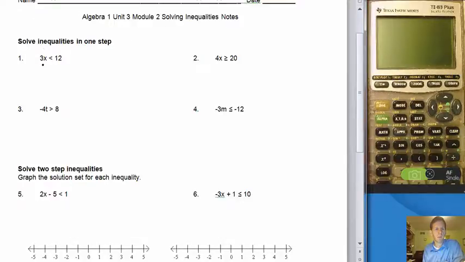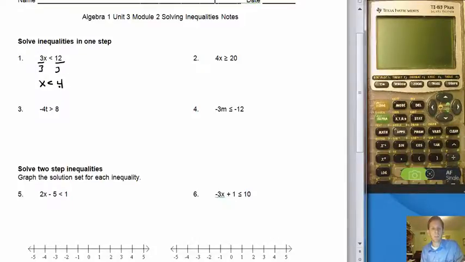To solve this problem, the first thing we're going to do is similar to solving an equation, we want to get x by itself. So we're going to divide both sides of this inequality by 3. Here the 3's will cancel. We have an x. We're going to bring down this symbol, less than, and we're going to get 4 for an answer. X is less than 4. What this means is any number that's less than 4 should make this statement true.